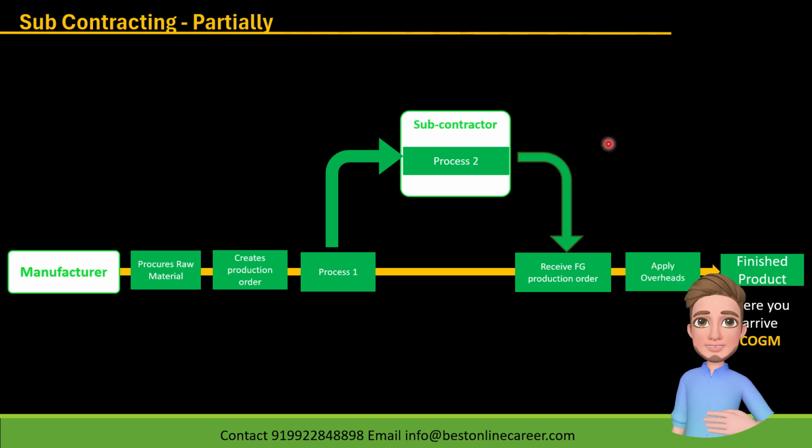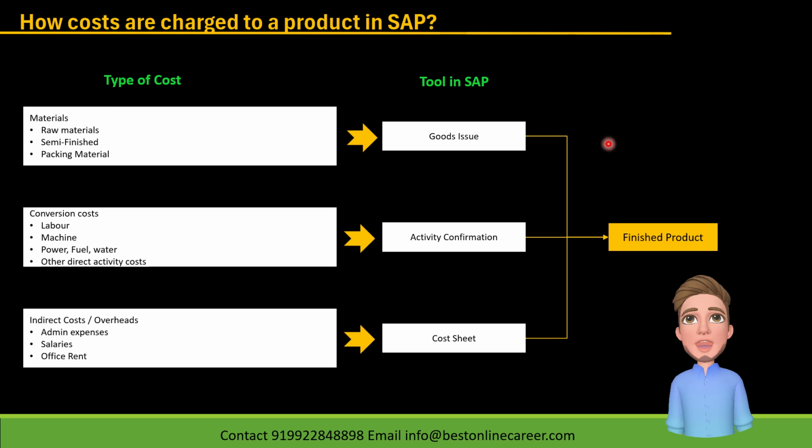What do I have for you here? How do these costs get accrued onto the finished product in SAP? Now, on the left of the screen, as you can see, these are the types of cost, and then what tools in SAP help you load these costs. Now, I'm talking about a make-to-order kind of scenario. You have a production order. Against this production order, you charge all the raw materials, semi-finished goods, packing material, etc. that get issued in SAP. We use the goods issue process, and then these costs get loaded onto the production order associated with the finished product.